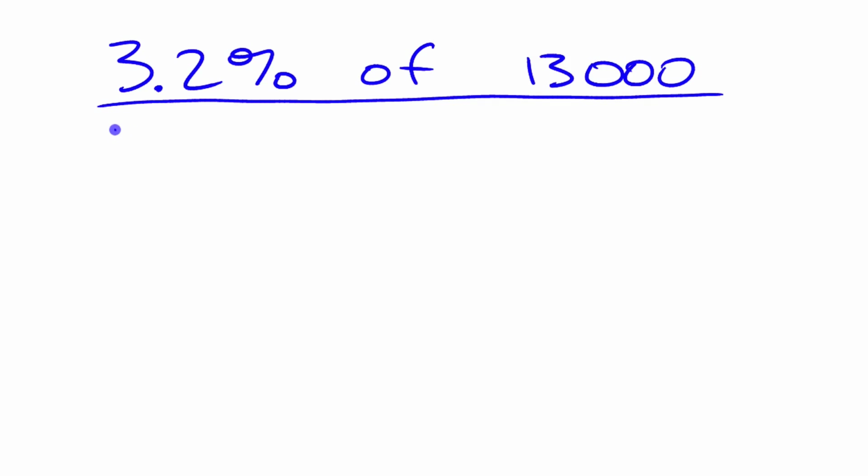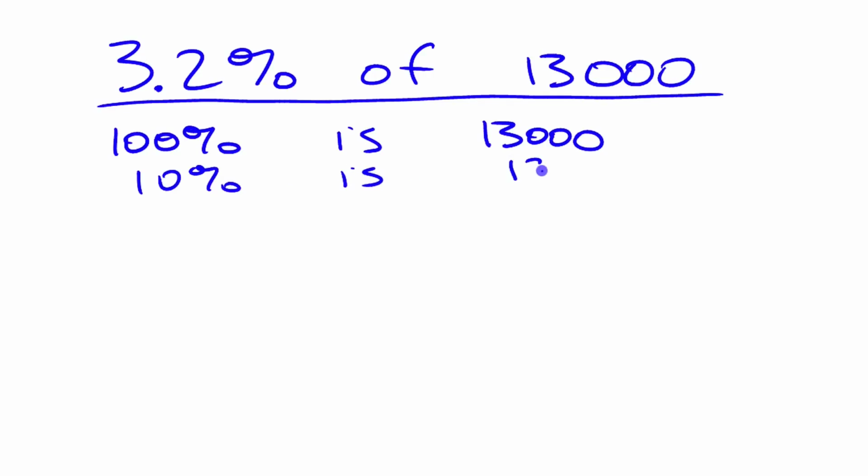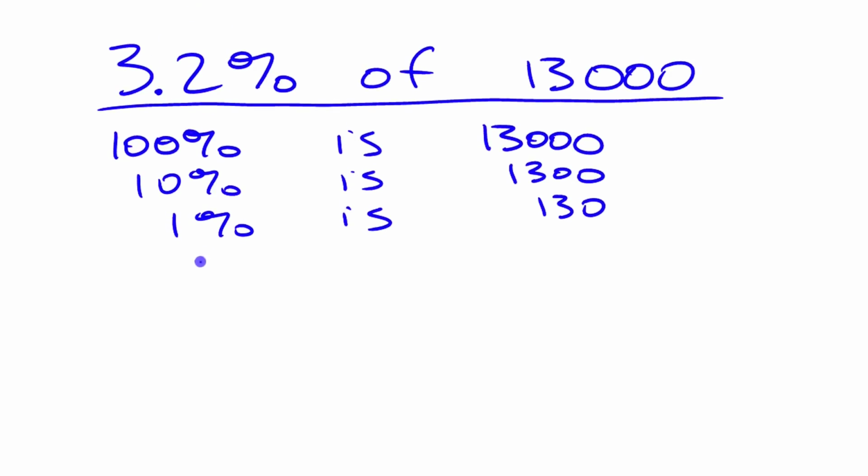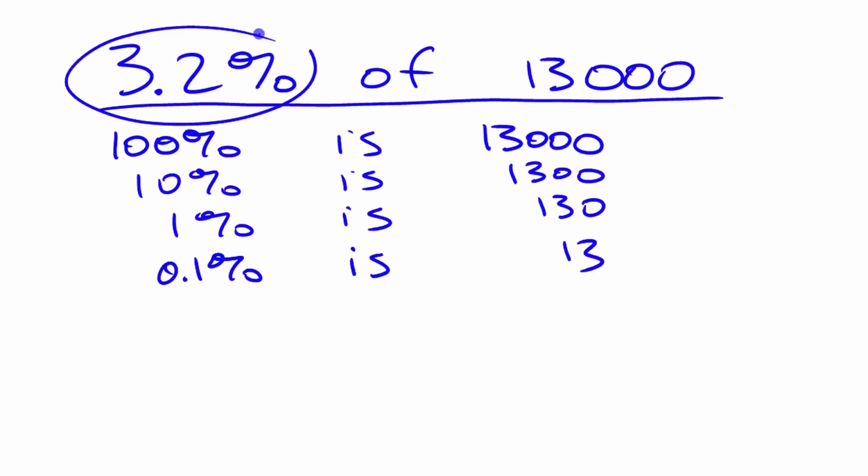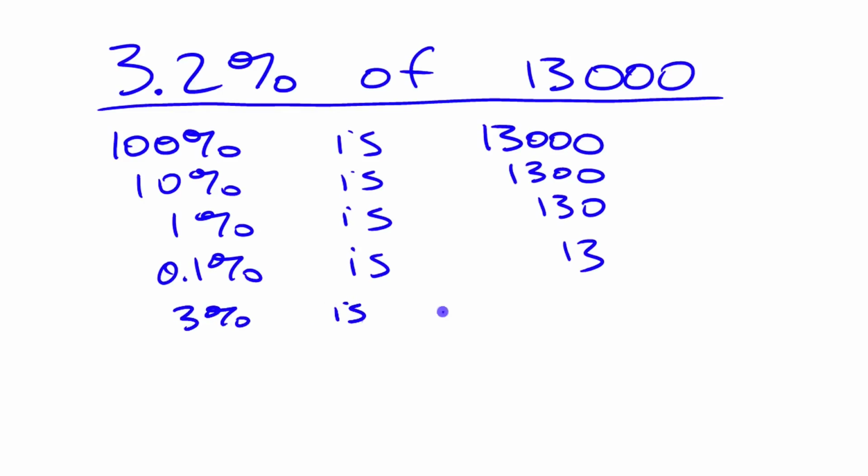You always want to start with 100% because that's just the number itself. 100% is 13,000. So 10% has to be a tenth of that, 1,300. 1% has to be a tenth of that, so 130. Now we're going to need 0.1% as well to get this part of it. So 0.1% is a tenth of that again, so 13. Now for 3.2%, what we need is 3 of those for the 3% and 2 of those for the 0.2%. So 3% is 3 of those, 390, and 0.2% is 2 of these things, so 26.